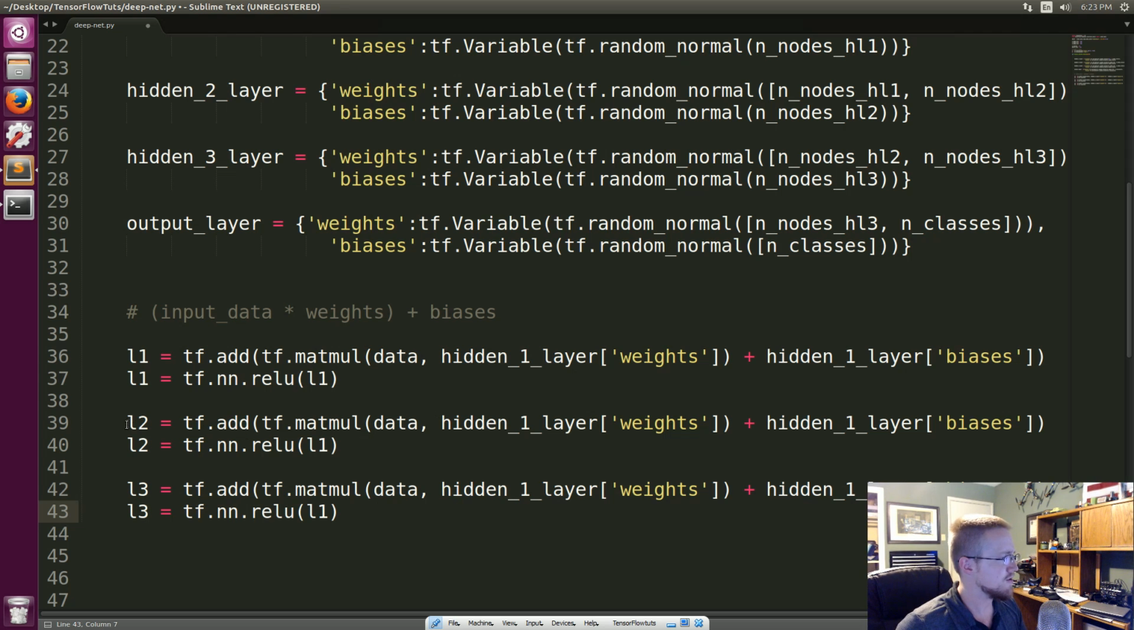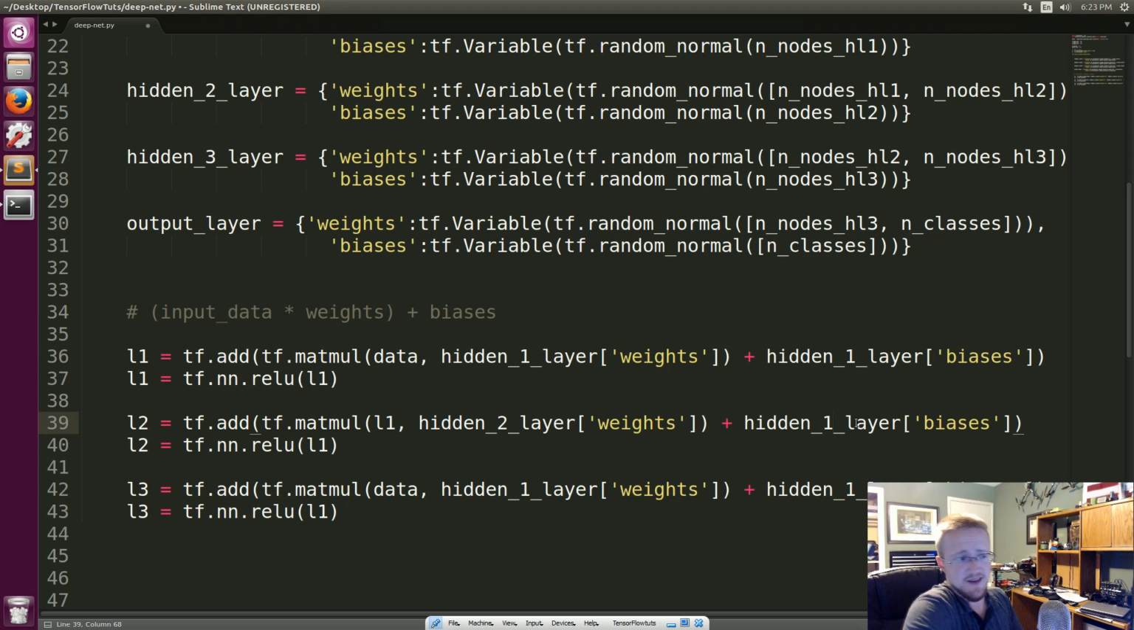Anyway, so for layer 2, what's coming through to layer 2? What is the input data? Is it data? No, it's whatever that activation function returns for layer 1. Okay, so we take layer 1, that goes through. Are we using layer 1's weights? No, we're using layer 2's weights. And then same thing on the biases. Whose are we using? 2. And then while we're at it, let's just make that 3, and then this will be 3.